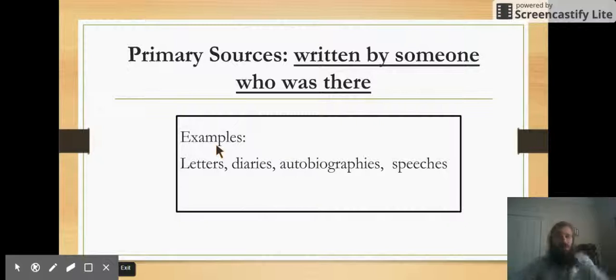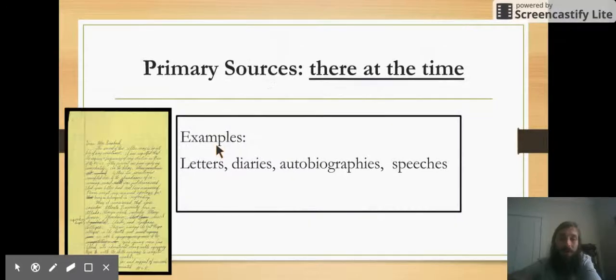So the first type of source we have is a primary source. Primary sources are written by someone who is actually there. Examples are letters, diaries, autobiographies, and speeches. So if we find a letter that was written by Martin Luther King Jr. or by his best friend, that letter was there at the time that he was living. And that's going to be a primary source of information about Martin Luther King Jr. and his life.